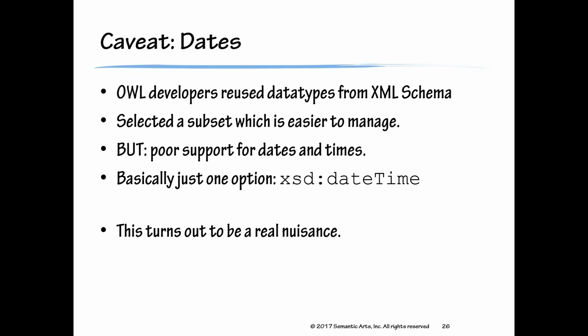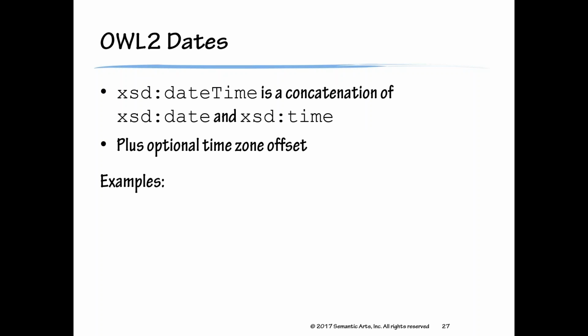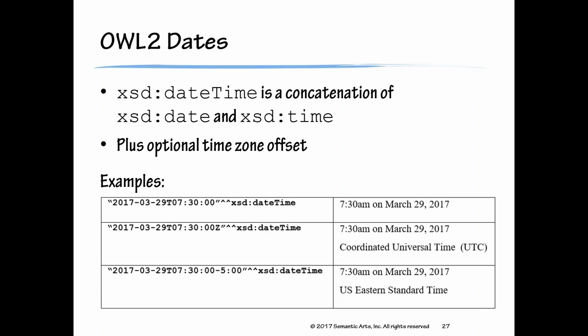You basically get just one option, and it's dateTime. Now, technically, there's a second option that's called dateTimeStamp, but it's really not different. It just means with dateTimeStamp, you have to have a time zone offset, whereas dateTime, it's optional. So I'm just going to talk about dateTime and not worry about the other one. Okay, so dates in OWL2. The dateTime data type is a concatenation of what is an XSD, the date, followed by the time. There's also a time zone offset. So this is one of those fiddly things that you just have to struggle with initially.